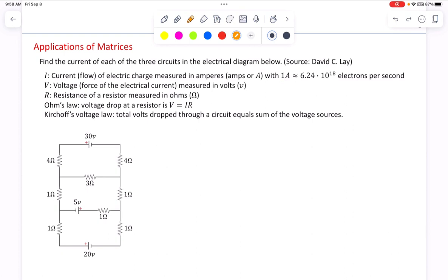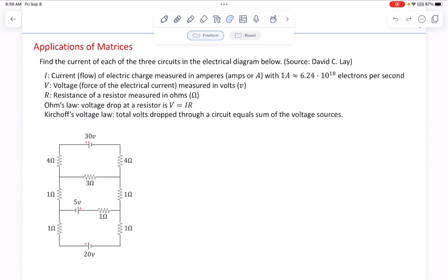The current is the flow in electrons per second. Let's do a little reminder of the relevant quantities in analyzing circuitry and some of the laws governing how we're going to create equations. Reading here, we're going to use capital I to stand for the current or the flow of electric charge, and it's measured in amperes, or we can say amps, or we can use the capital A as an abbreviation of that unit, with 1 amp approximately equal to 6.24 times 10 to the 18 electrons per second. So this measures basically how quickly electricity is passing.